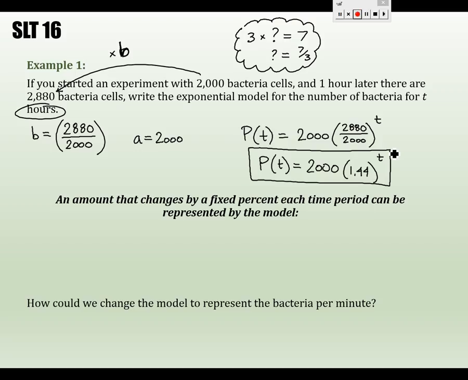All right, so then here's the question. An amount that changes by a fixed percent each time period can be represented by the model. What do they want us to put in there? An amount that changes by a fixed percent each time period can be represented by the model. Actually, I'm not prepared to actually answer that yet. So let me pause before we say that, because I don't know if you're emotionally prepared for what I'm about to tell you.